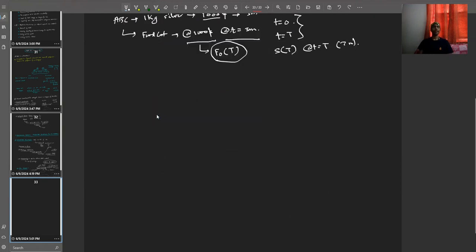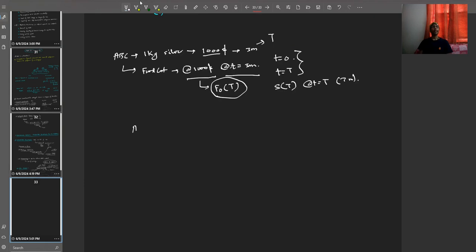So, let's say ABC has entered this contract with XYZ, right? XYZ has bought the contract from ABC. Now, in derivative parlance, ABC is the seller of the contract. That means he's the seller, means he's the short entity. He has shorted. And XYZ has bought the contract. He is the buyer. So he is the long entity with respect to the contract.